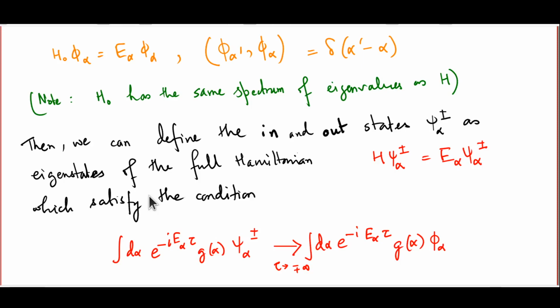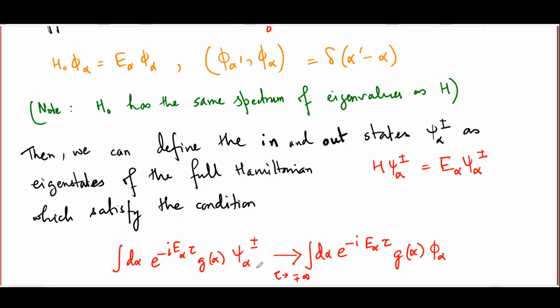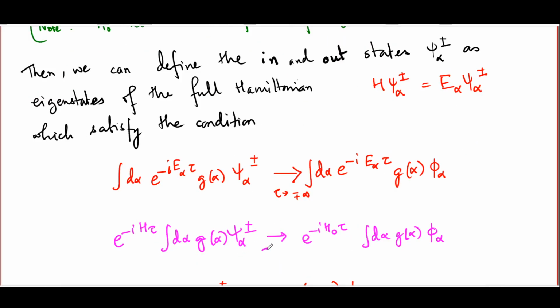Note that we are not claiming that the wave functions on the two sides are identical, but we are saying that in the limits tau going to minus infinity and plus infinity respectively, the two sides will match. The left hand side here can be obtained by applying e to the minus i H tau on the superposition integral over alpha of G alpha psi alpha plus or minus, whereas the right hand side can be obtained when we consider the action of e to the minus i H0 tau on the corresponding superposition of the phi alphas. Of course, in the limit tau going to minus or plus infinity, the two sides will match.